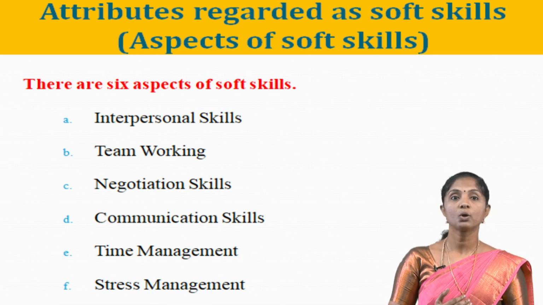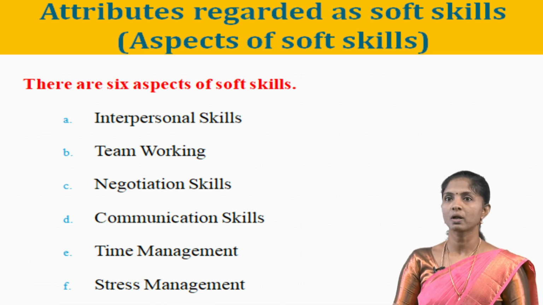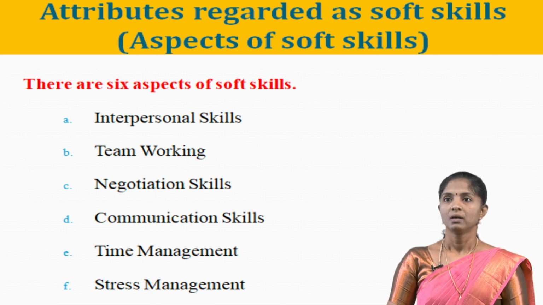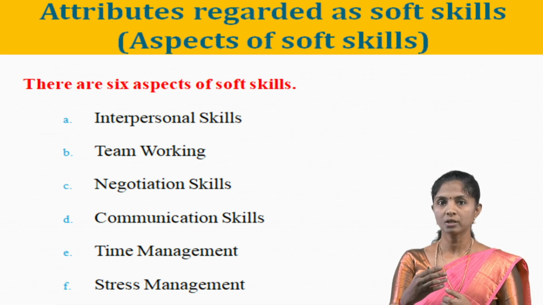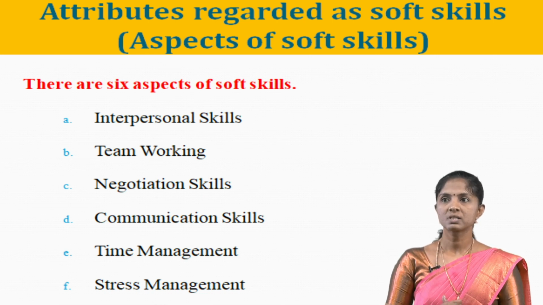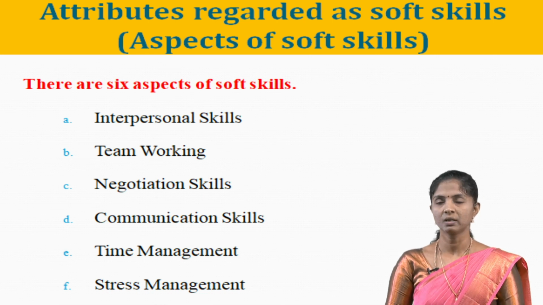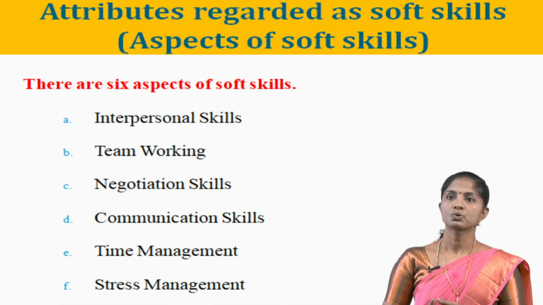Third one is negotiation skill. What is negotiation? It is also one of the important aspects. It is a formal discussion between people in order to reach an agreement. Therefore, one of the soft skills is your ability to discuss with a member of your organization or a member of another organization or government official and come to a conclusion. So, it is a negotiation skill.